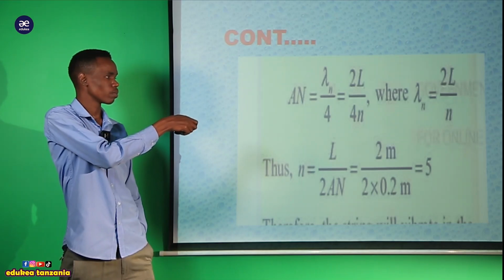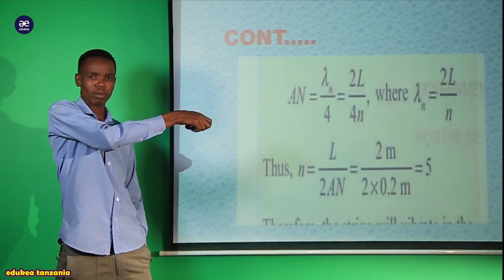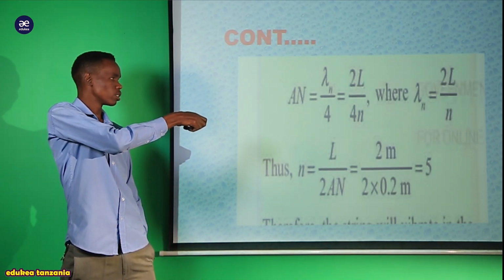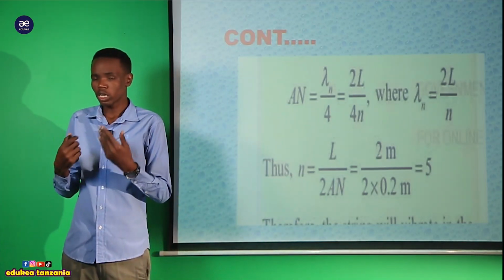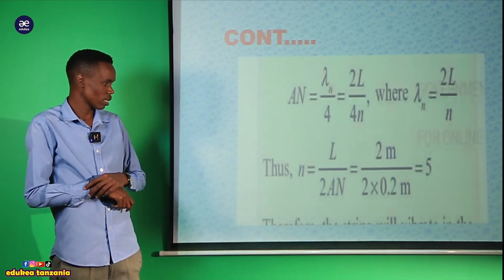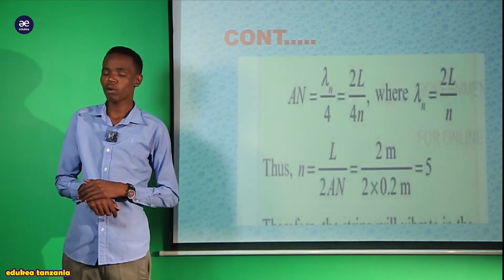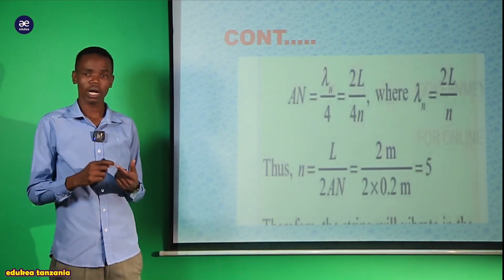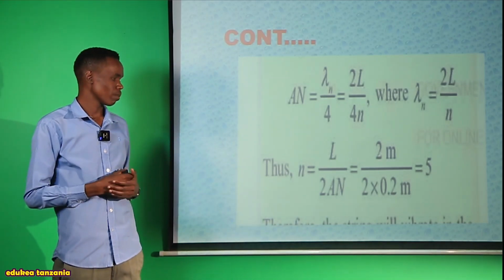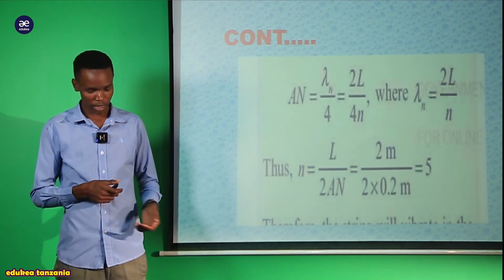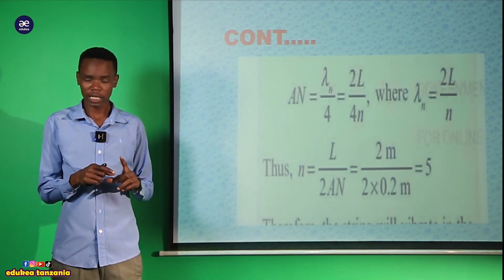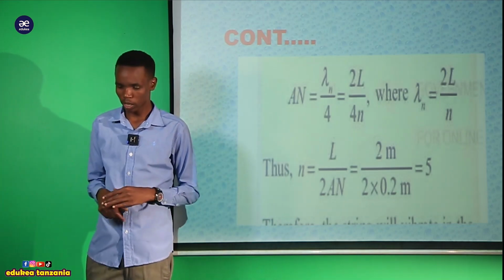We try to find n as the subject, my dear student, by taking the relationship a_n equals 2L divided by 4n, then we put over 1 here, then do cross multiplication. After doing that we will have n as the subject, and the number of harmonic will be the length L divided by 2 times this distance between the antinode and the node.